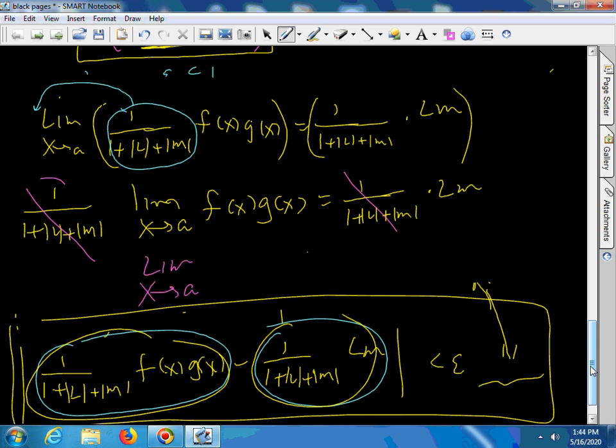Now this bottom is positive, so we're not dividing by 0. It's at least 1. L can be 0, M can be 0, but 1 is 1. The least it can be is 1 because the absolute value of L is 0 or more. The absolute value of M is 0 or more. Okay, so we get the results that we need. It equals LM. That concludes this proof.